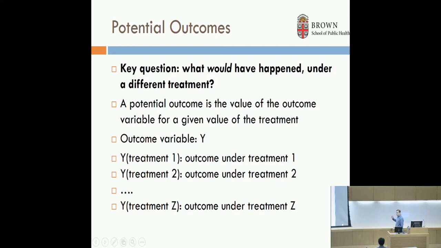So if I think about receiving aspirin or not receiving aspirin, then Y under treatment one will be what my outcome would be if I received aspirin, and then Y under treatment two will be what if I didn't receive aspirin. Now, if I have more treatments, for example, there are different kinds of bariatric surgery, then I can have, for each type of bariatric surgery, what will be my outcome, and so on and so forth.